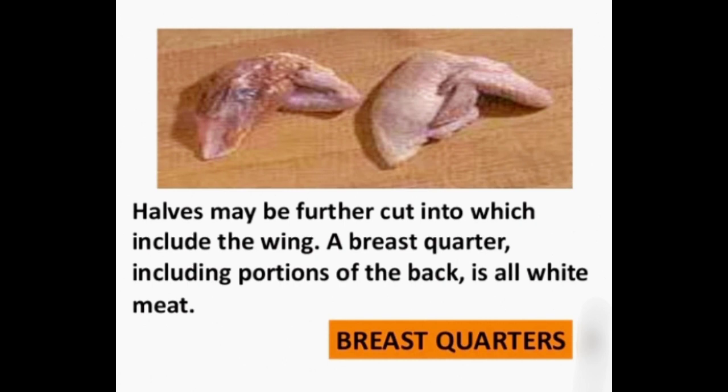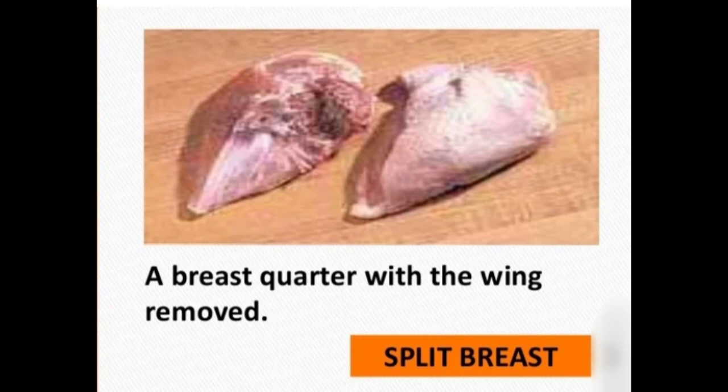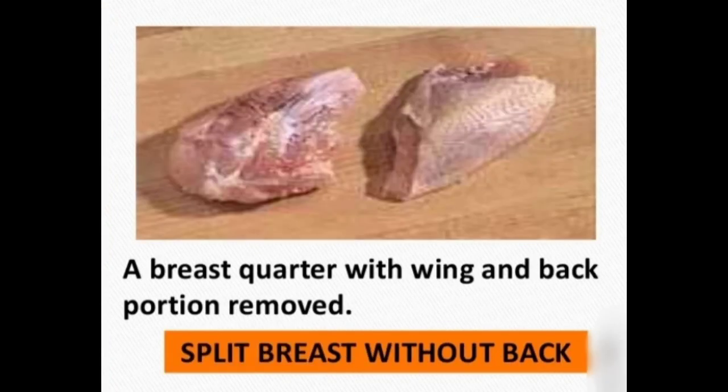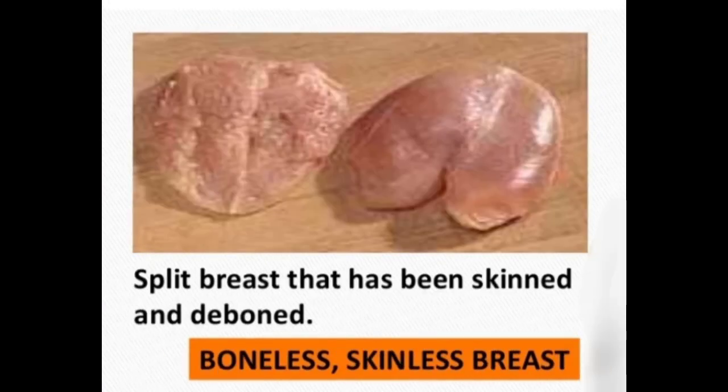It's all white meat. Split breast. A breast quarter with the wing removed. Split breast without back. A breast quarter with the wing and the back portion removed. Boneless, skinless breast. Split breast that has been skinned and deboned.